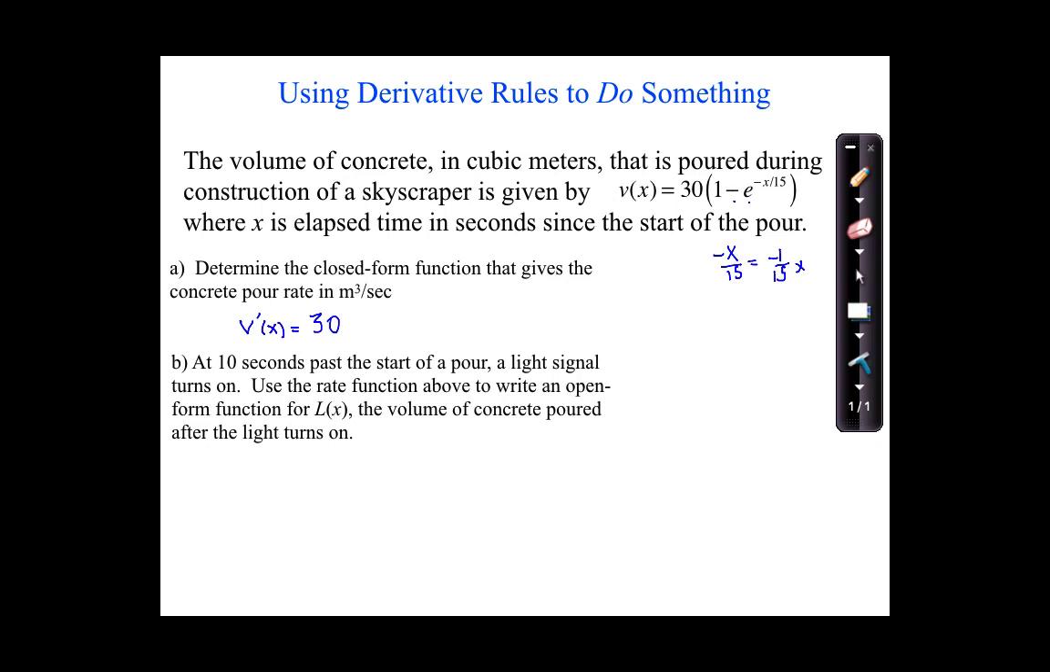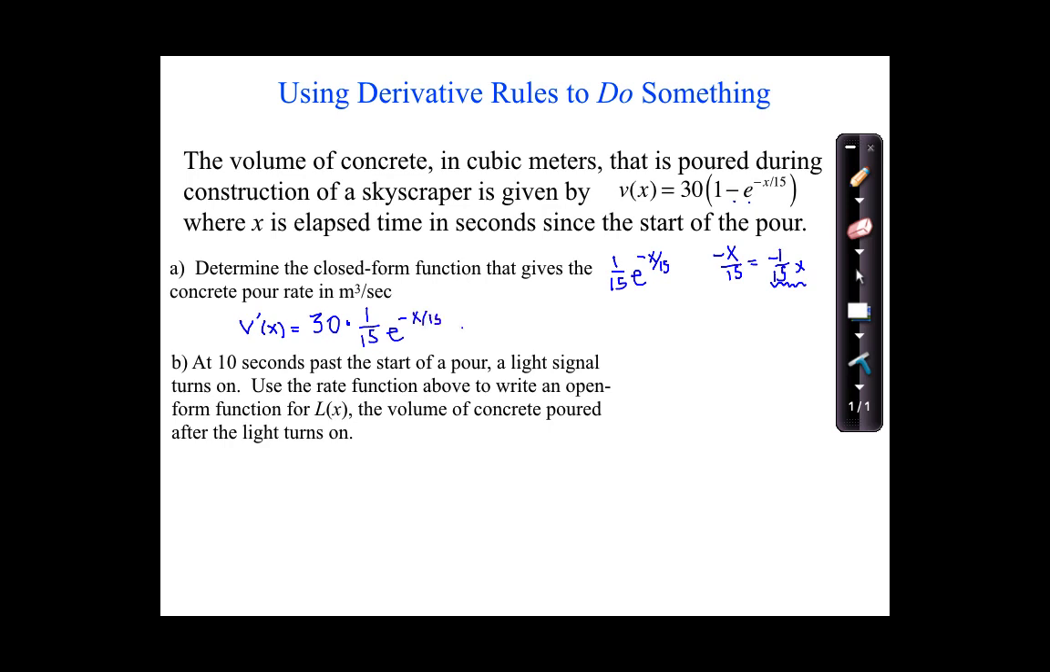But the derivative of this one part is 0. The derivative of negative e to a power would be, I'm just going to write it off to the side here, negative e to that same power times the derivative of that power. Chain rule. So times a negative 1/15, which would make it a positive 1/15 e to the negative x over 15.